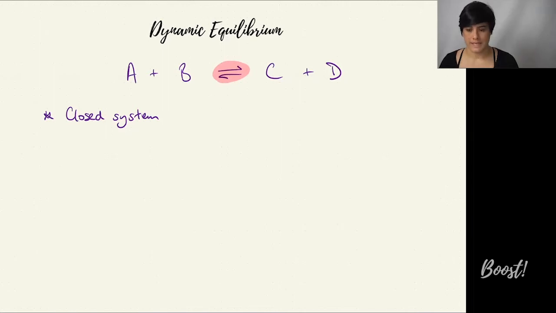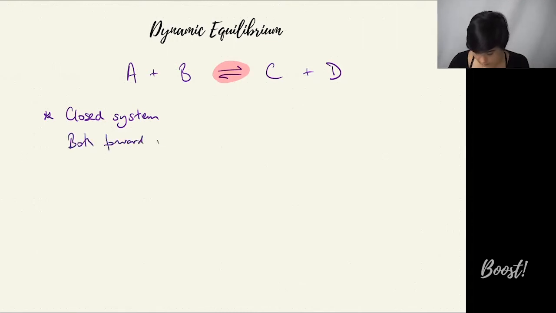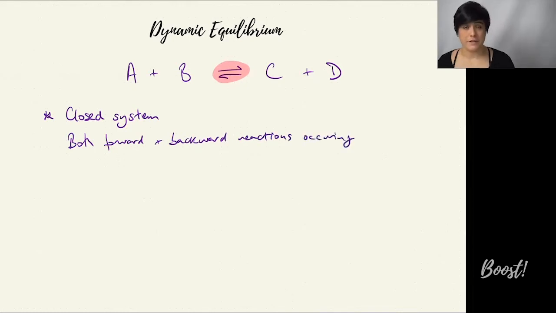Secondly, it's key to remember the idea that for something to come to a dynamic equilibrium, both of the reactions are happening at the same time. So both forward and backward reactions are occurring. And the key thing to dynamic equilibrium is that these reactions, the forward and the backward reactions, are occurring at the same rate, okay?